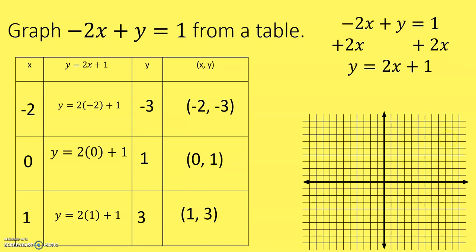Let's graph our ordered pairs and make our line: -2, -3, 0, 1, and 1, 3. Use a straight edge, take your time, make your line.